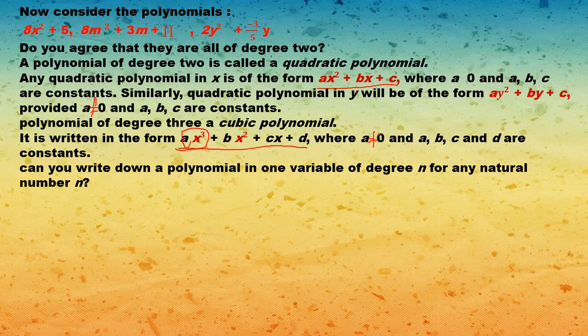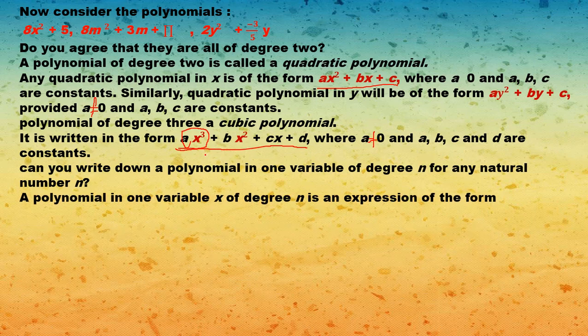Okay, now in the quadratic polynomial, the degree of the variable x is 2, and in the cubic polynomial the degree of the variable is 3. So if we have the value n, its degree is n. How can we write such a polynomial? A polynomial in one variable x of degree n can be written as a_n x raised to the power n plus a_(n-1) x raised to the power n minus 1.